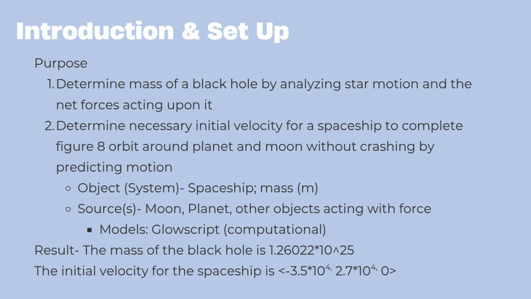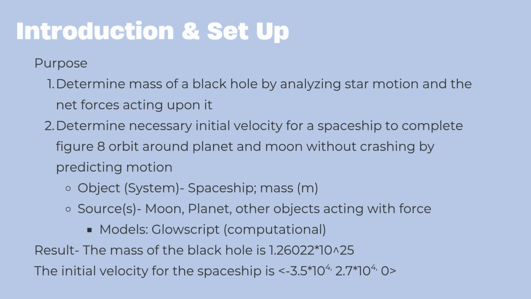So the purpose of this lab is to, number one, determine the mass of a black hole by analyzing star motion and the net forces acting upon it, and secondly, determine the necessary initial velocity for a spaceship to complete a figure-8 orbit around a planet and moon without crashing by predicting motion. The object, which is a system, is the spaceship, and the sources would be the moon, planet, and other objects acting with force. The model that we used for this lab is GlowScript.